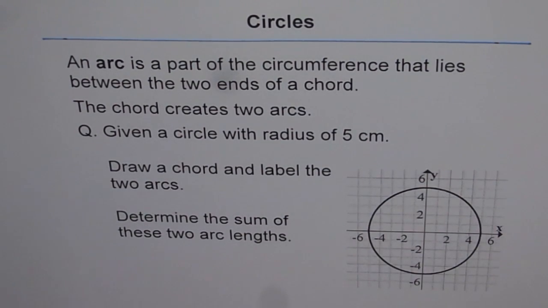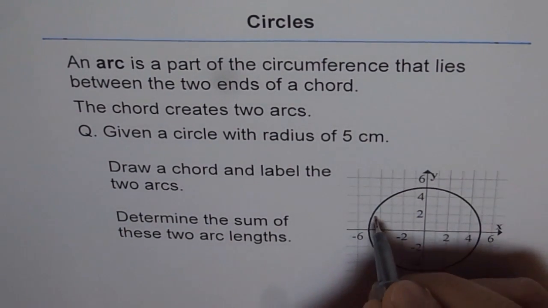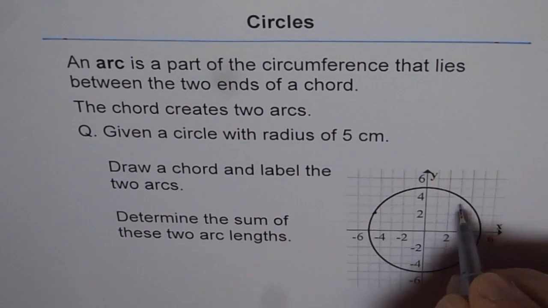Let's try to understand what an arc in a circle is. As you know, an arc is a part of the circumference that lies between two ends of a chord. So what are the two ends of a chord? A chord is a line joining any two points on a circle.